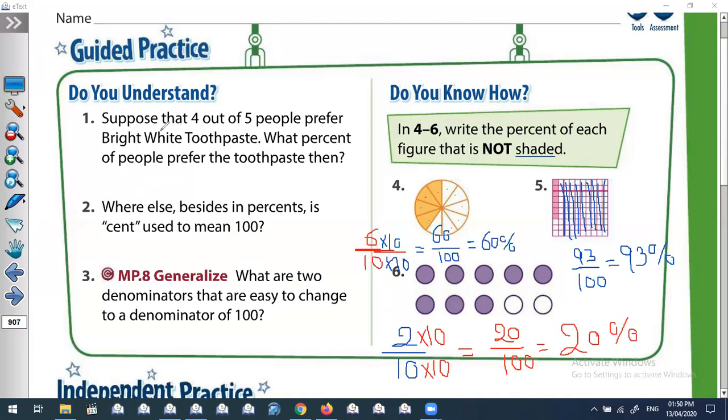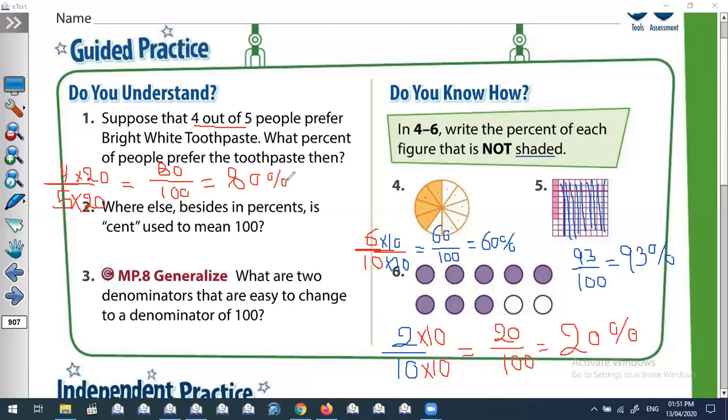Number 1, suppose that 4 out of 5 people prefer bright white toothpaste. What percent of people? So 4 here out of 5. I need to change 5 into 100 to write the percent. 5 to become 100, it should multiply by 20. Also multiply up by 20. So it will be like that. 4 by 20 is 80 over 100 now. Now you can write it as a percent. It will be 80%.